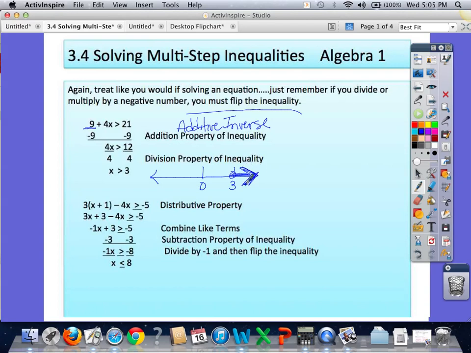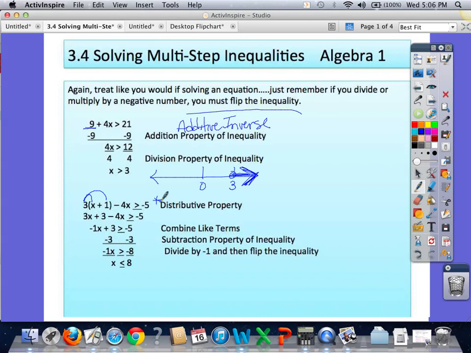The next problem is 3 times the quantity of x plus 1 minus 4x greater than or equal to negative 5. Always, always, always, if you have parentheses, you must get rid of those first by distributing. 3 times x is 3x. 3 times 1 is 3. 3x plus 3. Bring down your minus 4, your inequality sign, and your negative 5 because you haven't done anything with those yet. This, of course, is the distributive property.